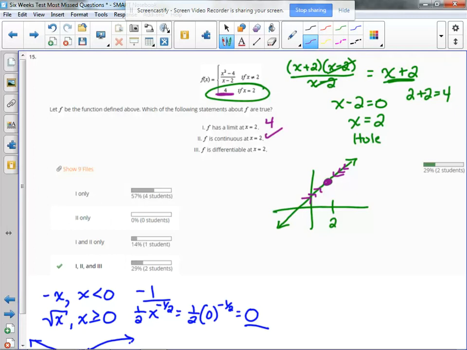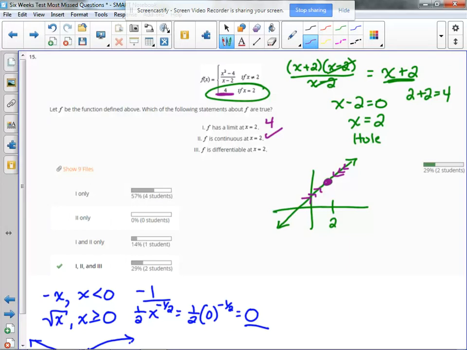The value of the derivative is the same from both sides. Take the derivative of the top. The derivative of x plus 2 is 1. Well, that's not a good example. Never mind. Don't worry about that. I don't know what I was thinking there. That doesn't apply.